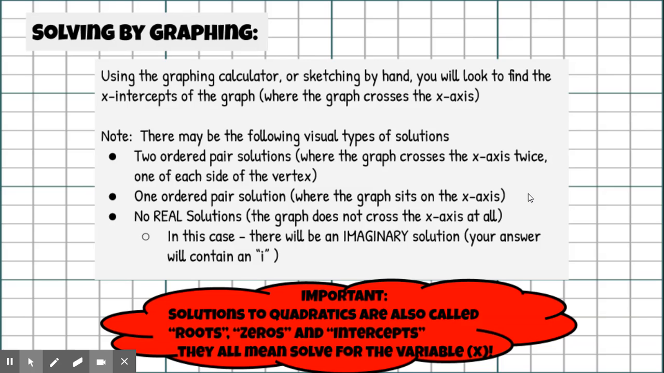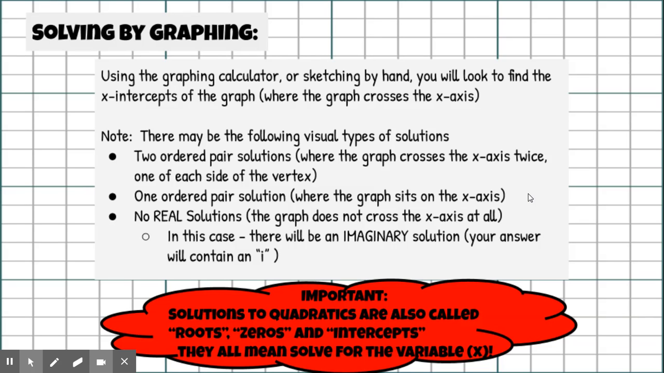You're going to see 1 ordered pair solution. That's where the graph sits on the x-axis, and that usually is your vertex. So if your vertex sits on your x-axis, if you have an ordered pair of an x comma a 0, that means your vertex sits on the x-axis. That is your 1 single ordered pair solution for that quadratic.